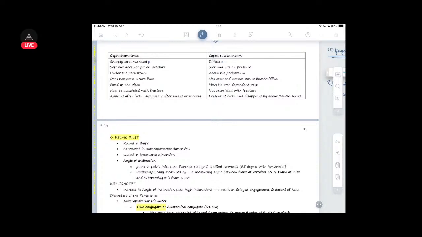Cephalohematoma is sharply circumscribed. It is soft but does not pit on pressure. It is under the periosteum and does not cross the suture line. It is fixed to one place, may be associated with fracture, and it appears after birth and disappears after weeks or months.